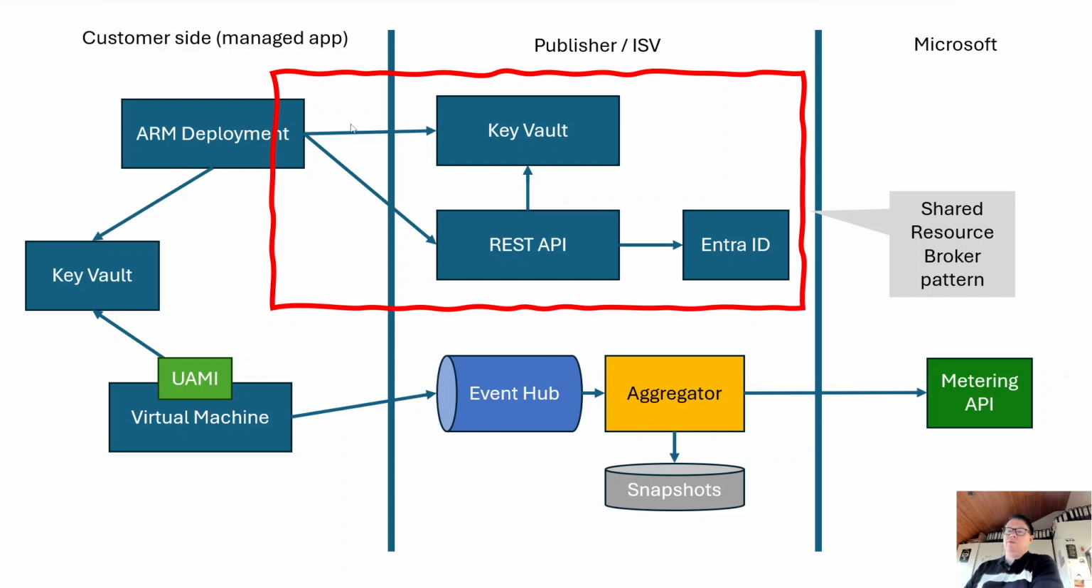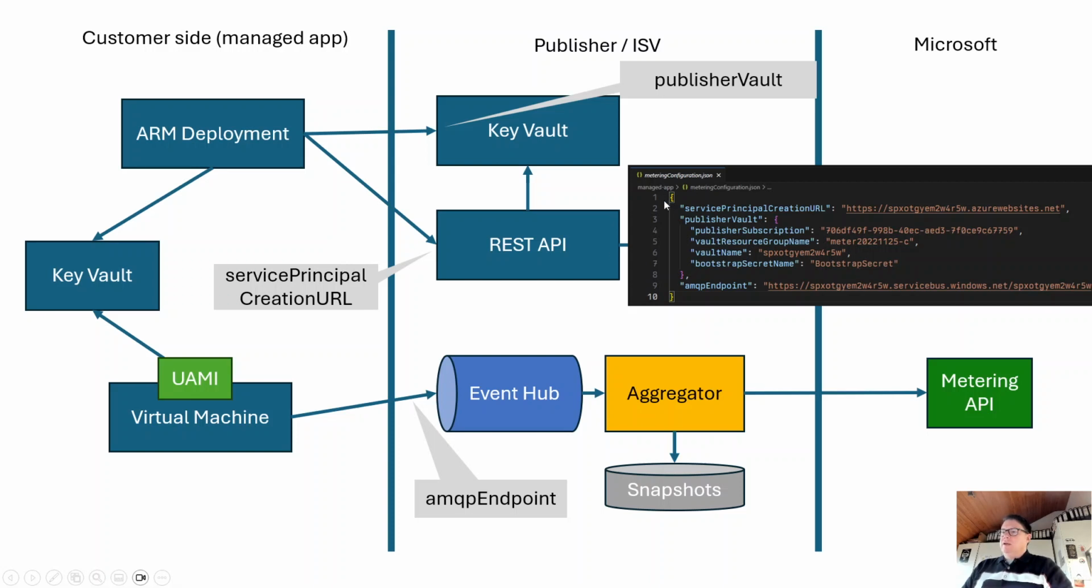So retrieving the bootstrap secret from Key Vault, using the bootstrap secret to talk to the REST API, and then fetching the actual service principal back, storing it in the Key Vault at the customer side, and then the virtual machine using the service principal credential to talk to the endpoint. So these three interactions need to be configured, these connection strings, so to say, or endpoints, in the ARM deployment's zip file for Marketplace as well.